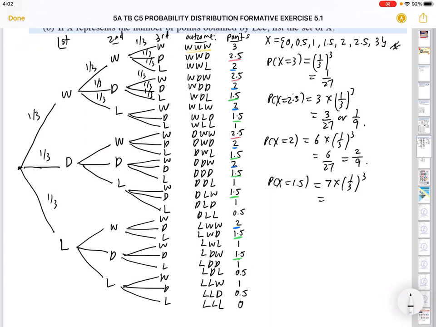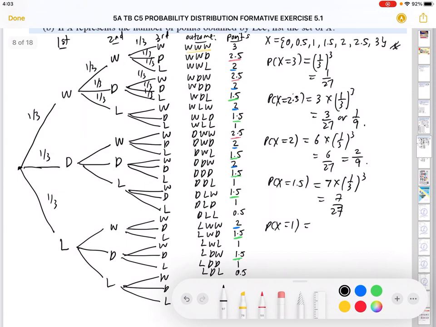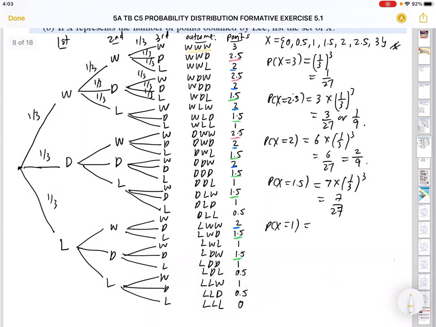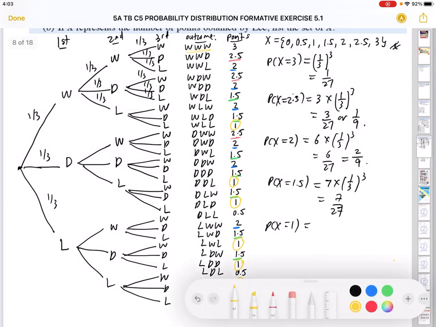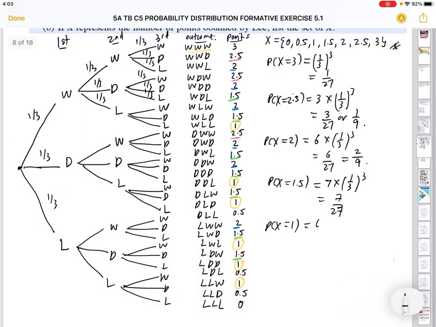All right, then let's look at 1 point. The chances of getting 1 point. I think I'll use black or yellow. 1 point would be 1, 2, 3, 4, 5, and 6. There are 6 cases where he gets 1 point. So we write 6 times 1/3 to the power 3, 6/27, or 2/9.